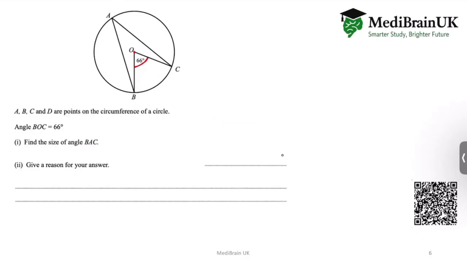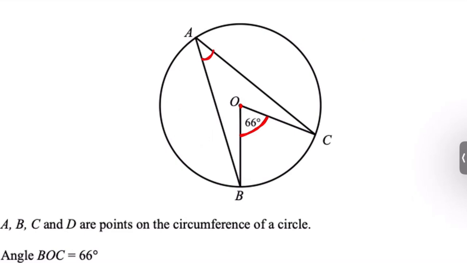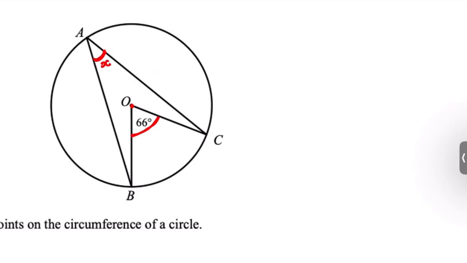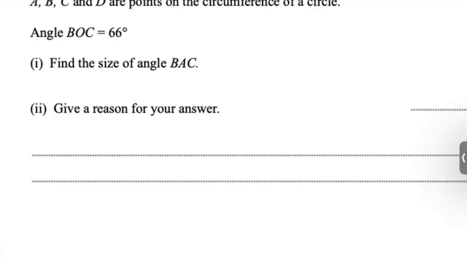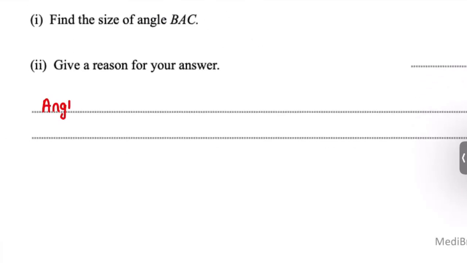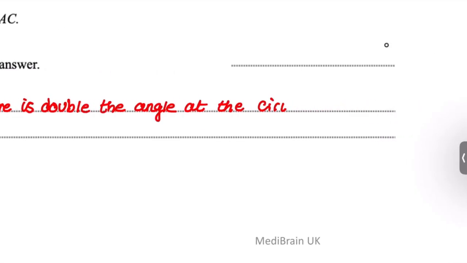Okay. So this question we've actually already sort of been through. We need to find the angle BAC, this angle over here. That's our unknown angle X. Now, straight away, we can see that shape being formed. We know the angle at the center is going to be double the angle at the circumference. So angle at the center is double the angle at the circumference.